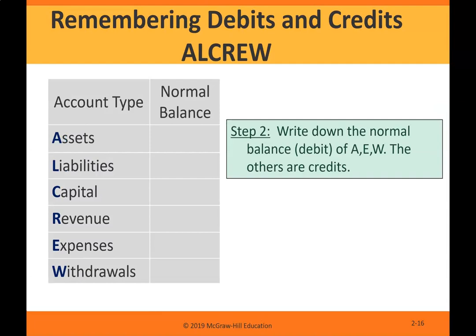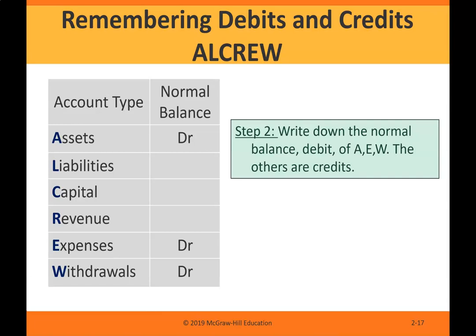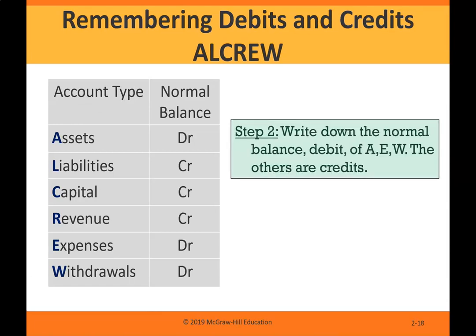Step 2, write down the normal balances, debits for assets, expenses, and withdrawals. The others are all credits. So assets, expenses, withdrawals are all debits, and the rest are credits. Those are the normal balances.